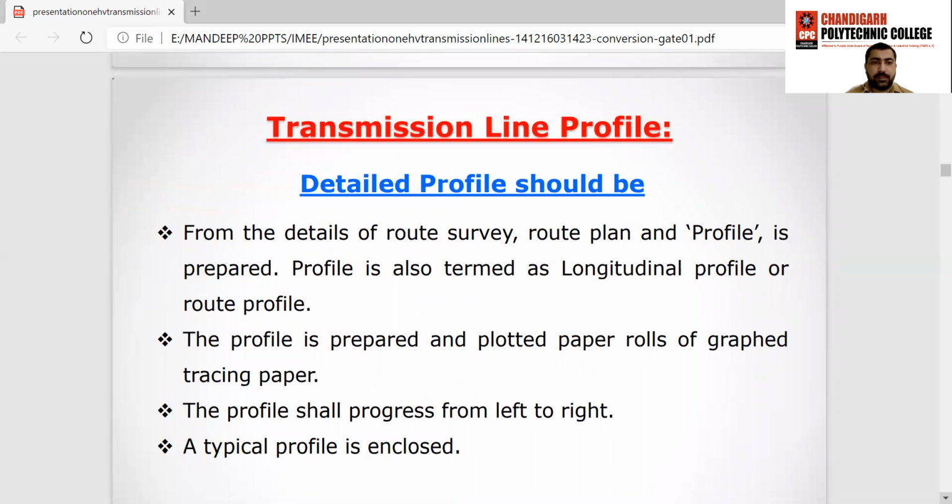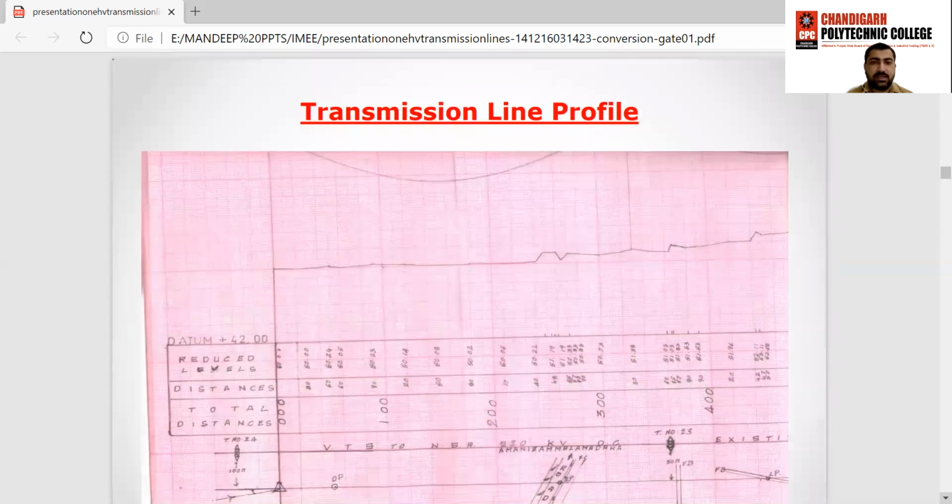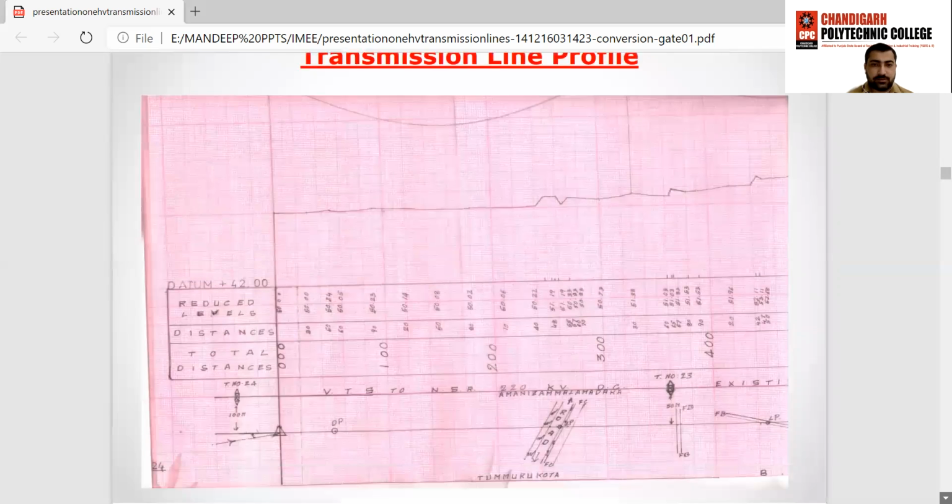Detailed profile should be prepared from the details of route survey; route plan and profile is prepared. Profile is also termed as longitudinal profile or route profile. The profile is prepared and plotted on paper rolls of graphed tracing paper. The profile shall progress from left to right. A typical profile is enclosed. Here we go. This is an example of paper representation of the transmission line installation.